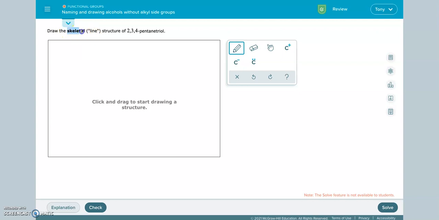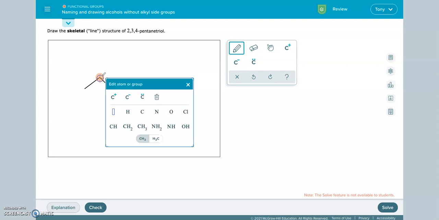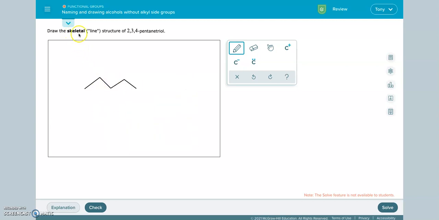So again, we need to pay attention to what it's asking us here. Skeletal, which is a line drawing, versus a condensed structure. So in a skeletal structure, we're going to draw things that look like this. And at each end of our lines, that represents a carbon. And at these bends, again, that represents carbons. And then we assume just the proper number of hydrogens. We don't need to indicate that. We don't need to label any of this. For a skeletal structure, we're just worried about drawing the lines.